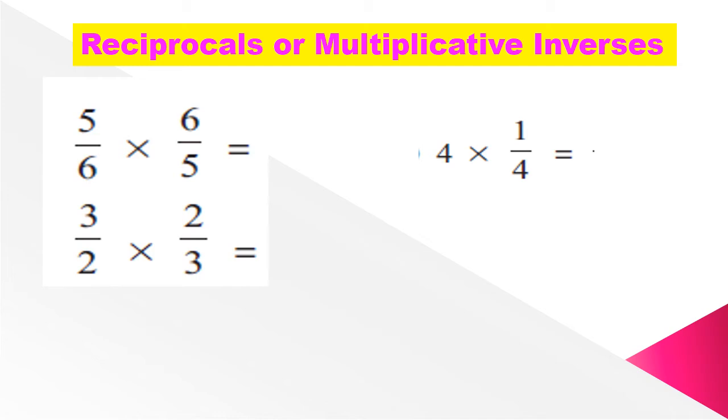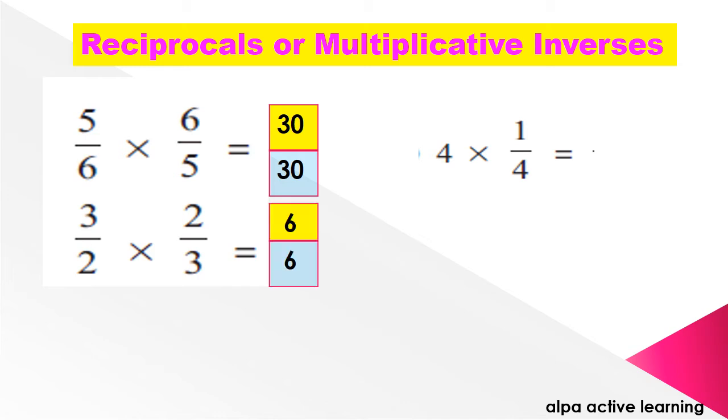Now 5 upon 6 into 6 upon 5. If you multiply them, you will get 30 upon 30. 3 upon 2 into 2 upon 3. Again, your answer will be 6 upon 6. Now, 4 into 1 upon 4. Here only 4 is written. That means the denominator has 1. So, 4 upon 4. Now, children, if you divide 30 upon 30, my answer will be 1. 6 ones are 6. 4 ones are 4.